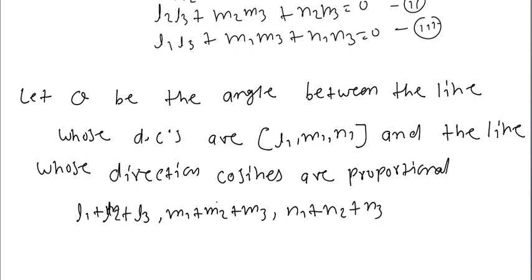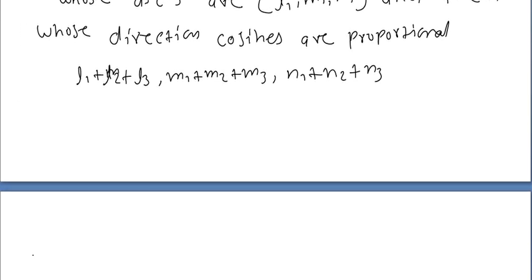In the question it is given that direction cosines are proportional to L1 plus L2 plus L3. That is, it is not a direction cosine, it is a direction ratio. Because you know what a direction ratio is? Direction ratio is nothing but direction cosine multiplied by some number. So apply the condition for the angle between two straight lines.